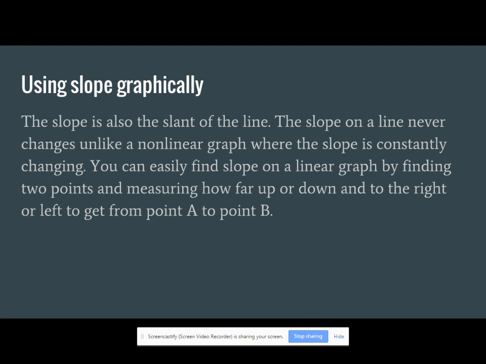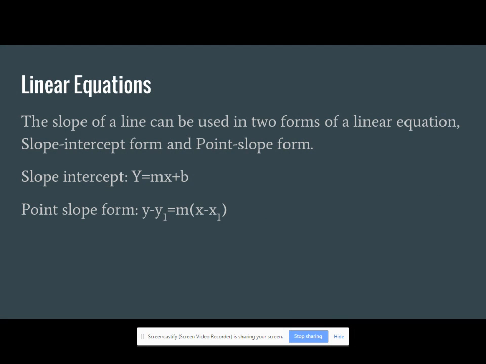You can easily find the slope on a linear graph by finding 2 points and measuring how far up or down and to the right or left to get from point A to point B. The slope of a line can be used in 2 forms of a linear equation: slope-intercept form and point-slope form. Slope-intercept form uses y equals mx plus b, where m is the slope and b is the y-intercept. Point-slope form uses one coordinate on a plane and uses y minus y1 equals m times x minus x1, where x1 and y1 are the 1 point and m is still slope.